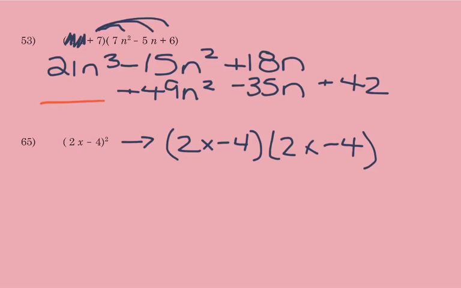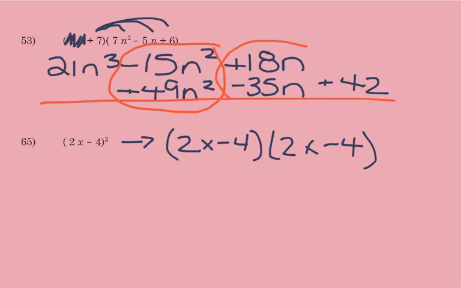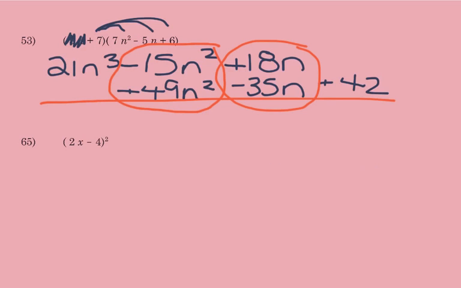And then we need to add together. This time, we're going to have to make sure to put our n squareds and our n's together. And we'll get rid of this down here just to give myself space. So, 21n cubed is still there. Negative 15 plus 49. Negative 15 plus 49 is 34, still n squared. Now, positive 18 minus 35. Negative 17. N is still there. And then the 42.